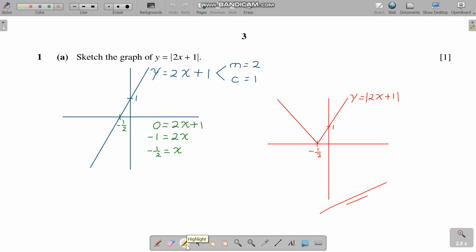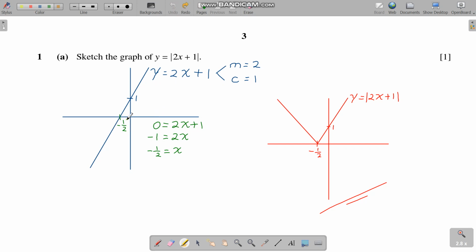This question is about the modulus function. To sketch the graph of the absolute value of a linear function, just start by drawing the line. So the line y equals 2x plus 1, the gradient is 2, the y-intercept is 1. To find the x-intercept, it must be something comma 0, so y must be 0. You solve for x, and you get x equals minus 1/2.